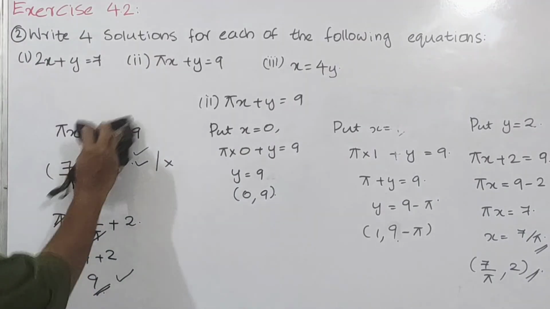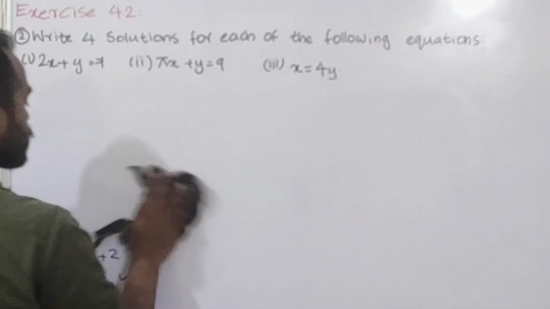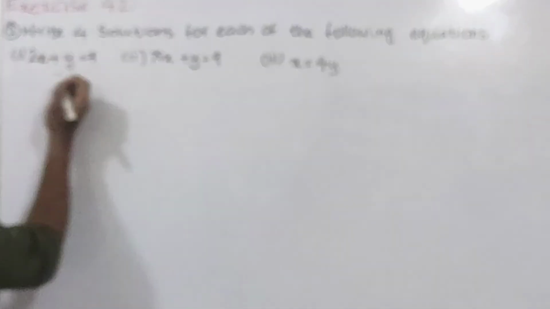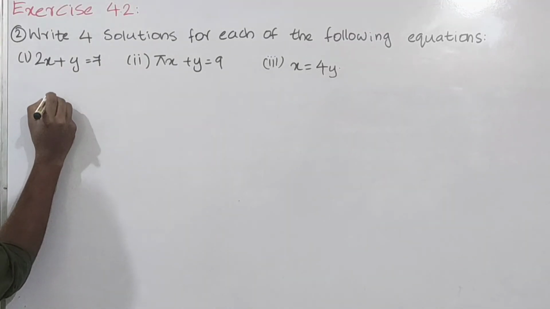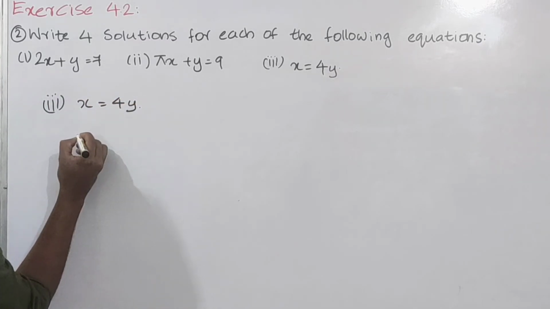We have one more question as question number 3. Let's try that one also. I will give you two solutions. The remaining can be done by you. The equation is x is equal to 4y.